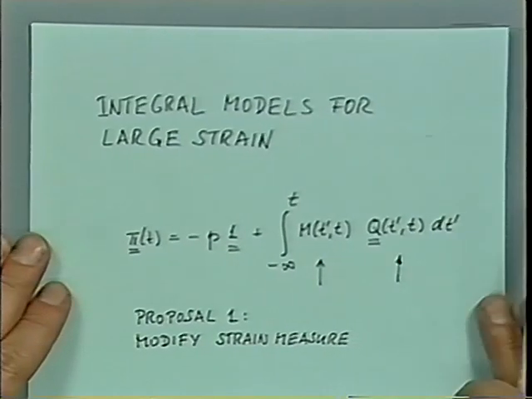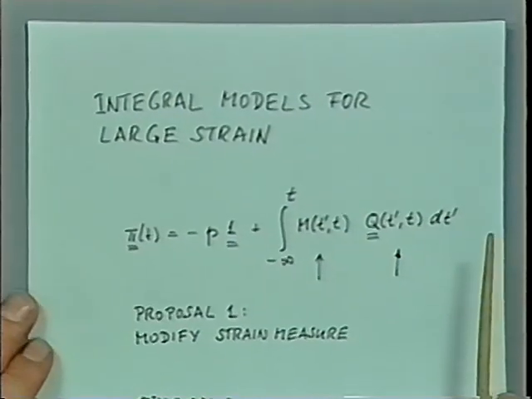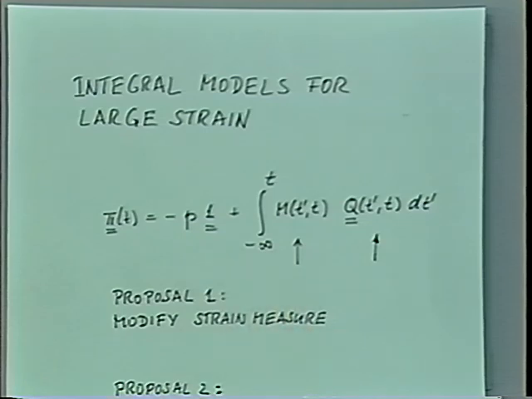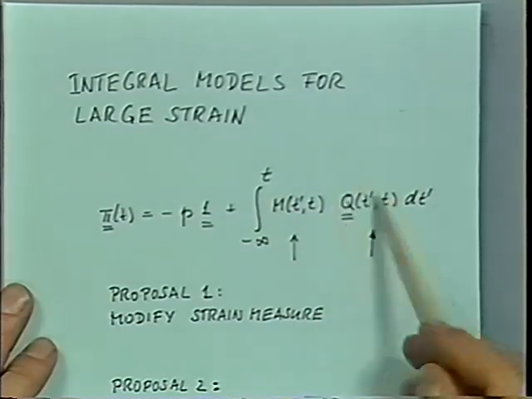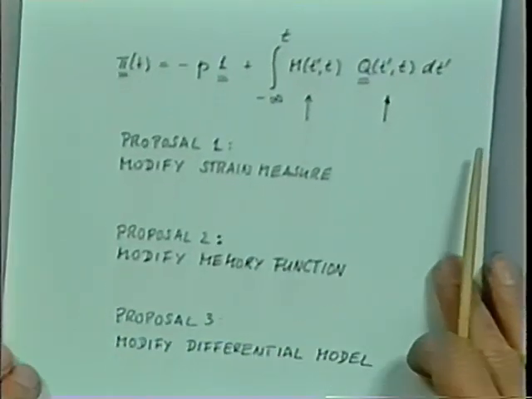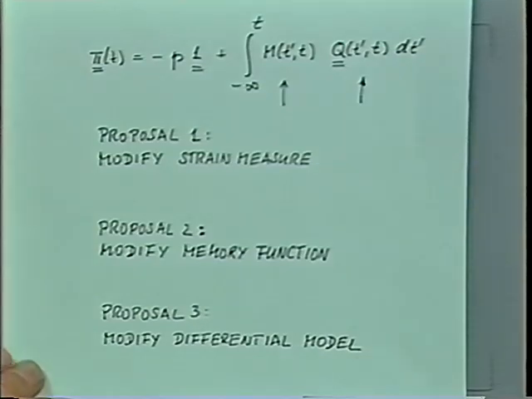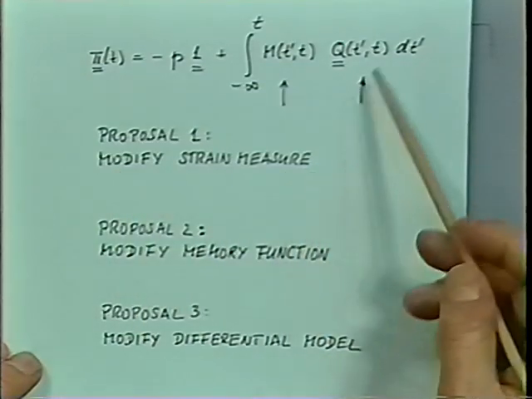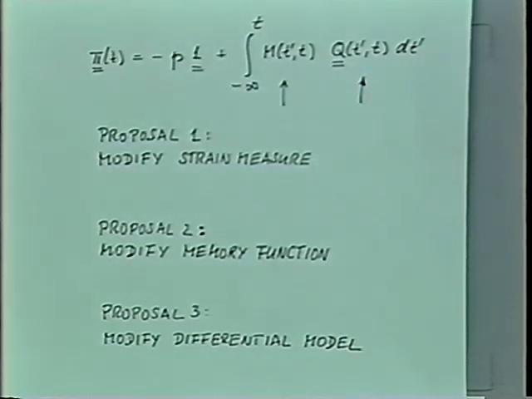A popular approach here starts with the integral models, and I just drafted this here. We would take a single integral model, because we're looking for a simple constitutive equation, where we have a memory function of some type and a strain function of some type. And several proposals can be made now to accommodate large strains in the system. We could modify the strain measure. Instead of using the Finger strain tensor or Cauchy strain tensor, you can use any other type of large strain measure. There's an infinite number of those.